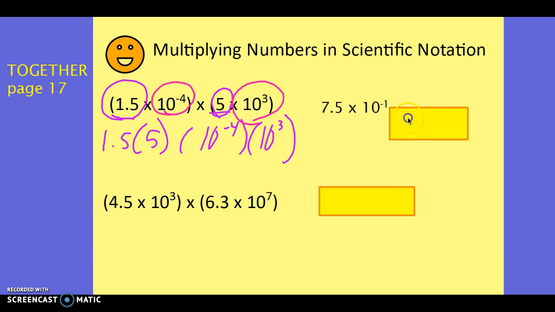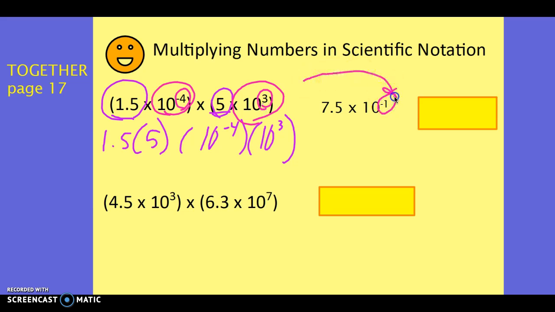So when you multiply the 1.5 times 5, you will get 7.5, and when you multiply the 10 to the negative 4th times 10 cubed, you'll get 10 to the negative 1, because when we multiply, we add the exponents. And negative 4, right here, plus 3 gives you a negative 1. So now that I showed you that, I'd like for you to try the next example and see what you can do with it. Hit play when you are ready.